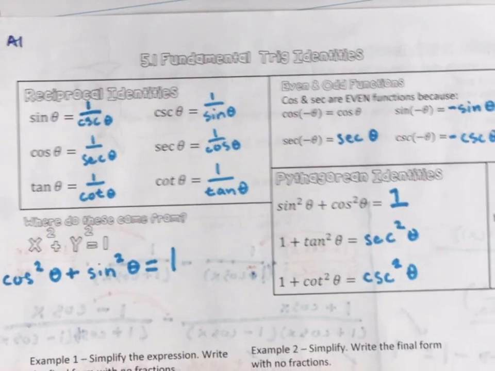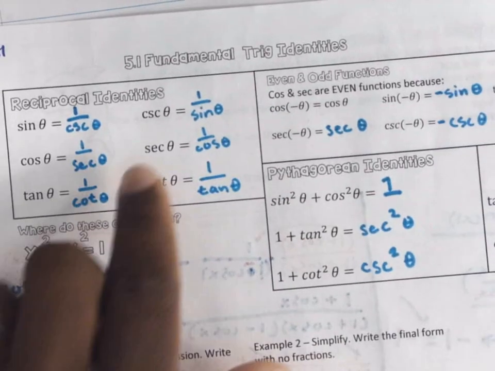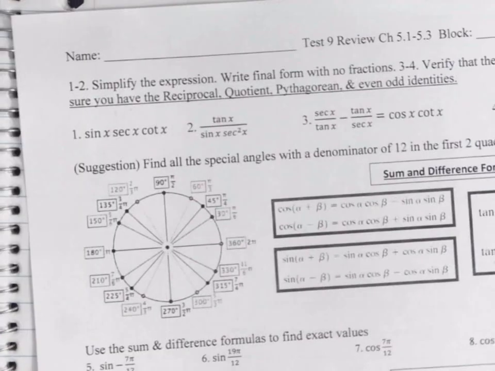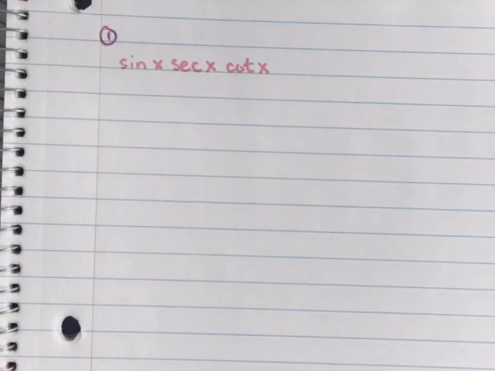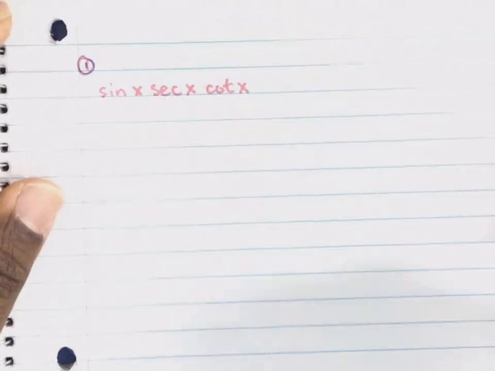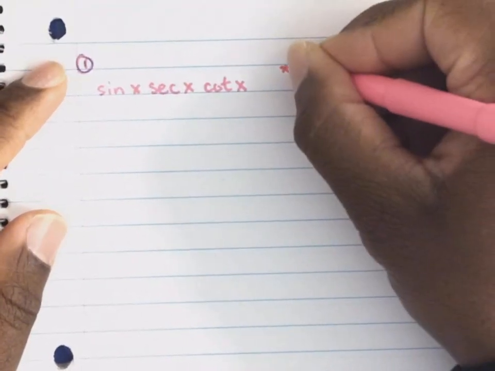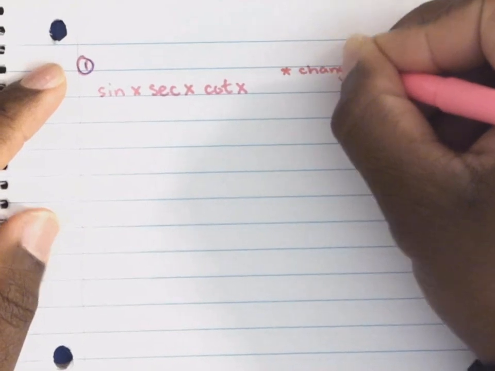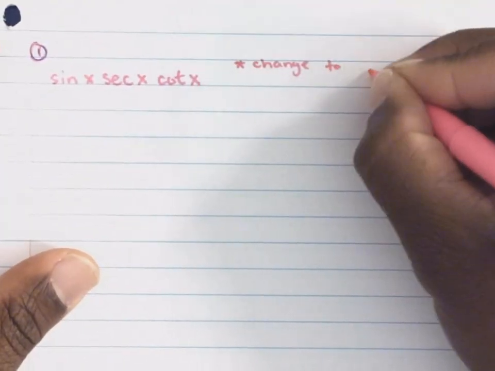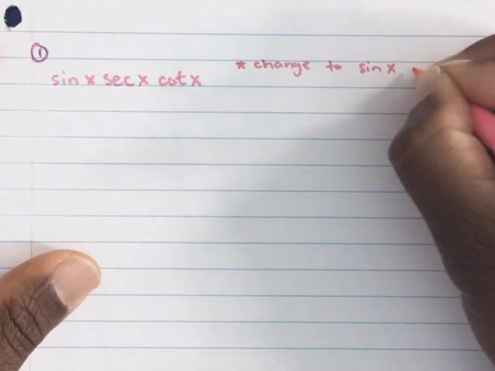So over here to the left, I've got my fundamental trig identities that I'll use when I start to simplify these expressions. This first part is from section 5.1, so let's get started with that. We have sine times secant times cotangent. And so a general thought process of this is, let me change everything to sine and or cosine.